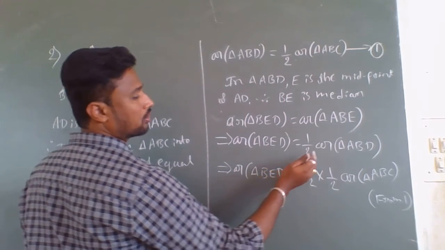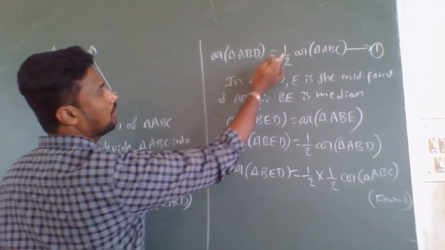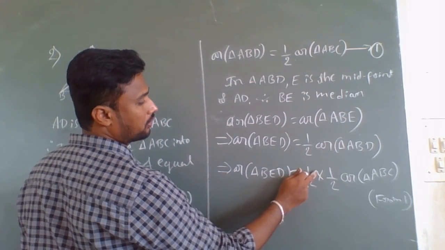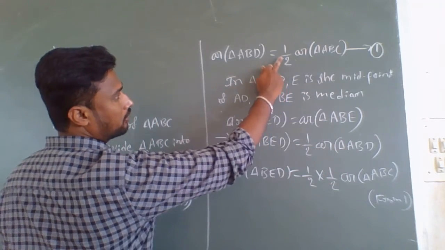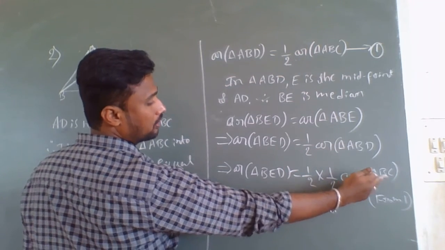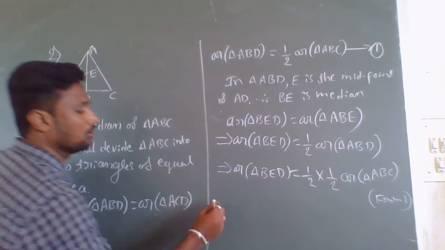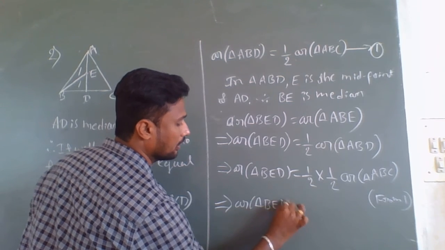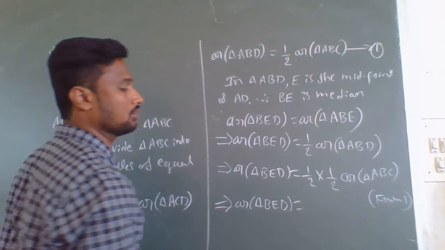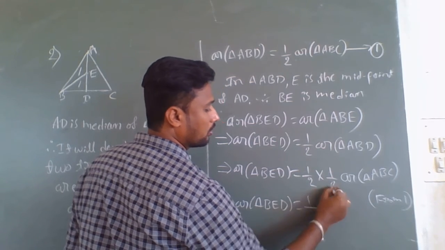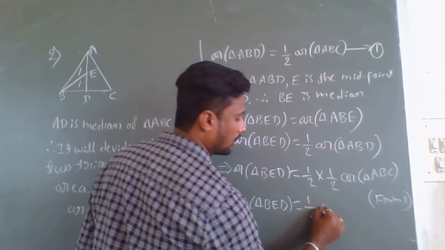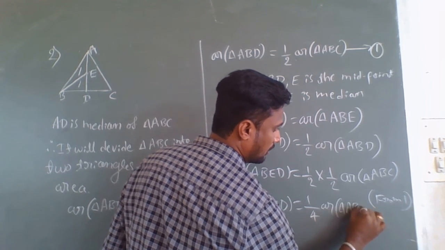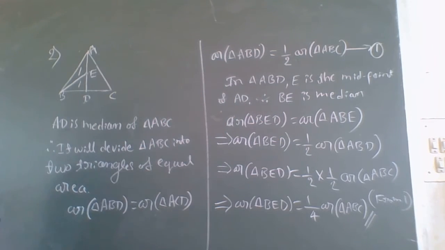Because from 1 what we got to know is area of triangle ABD equals 1 by 2 into area of triangle ABC. So now finally we can write area of triangle BED equals 1 by 2 into 1 by 2, means 1 into 1, 1, 2 into 2, 4. So 1 by 4 area of triangle ABC. Hence we proved what they have given here.